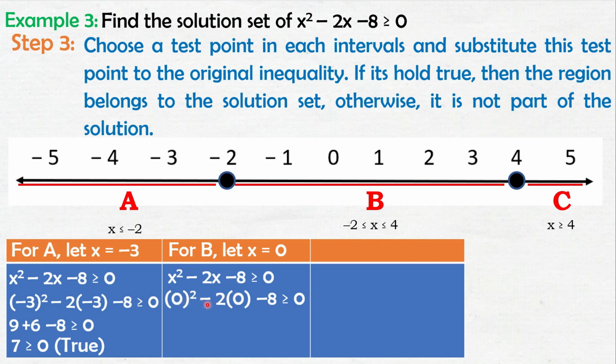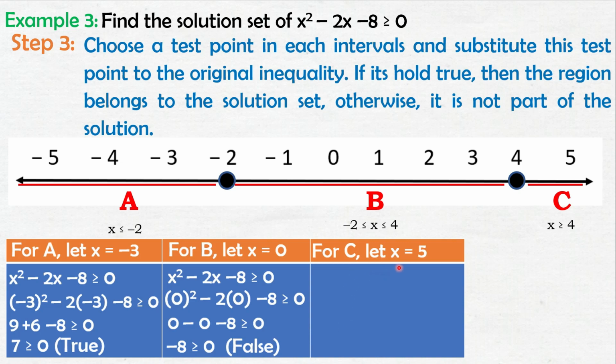So, this is 0 squared minus 2 times 0 minus 8 greater than or equal to 0. So, 0 squared, that is 0. Negative 2 times 0 is 0. Negative 8 greater than or equal to 0. Simplified, that is negative 8 is greater than or equal to 0, which is false. Kasi negative, dapat mas liit siya kumpara kay 0. So, sinabi niya dito ay negative 8 is greater than or equal to 0 daw, which is false. So, ibig sabihin niyan, yung mga numbers under region B ay hindi kasama sa solution set natin.